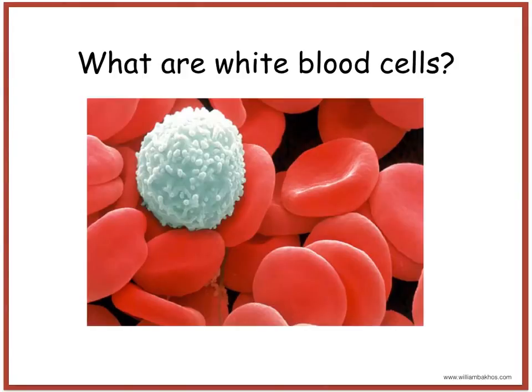White blood cells help us to defend against disease. Now there are far fewer of them compared to red blood cells. They also look different. White blood cells are not disc-shaped. They do not have hemoglobin, but they do have nuclei. Now, like red blood cells, the white blood cells are made in the bone marrow, but their function is to protect the body from any pathogens. So a pathogen is a bacteria or fungi that has entered the body.